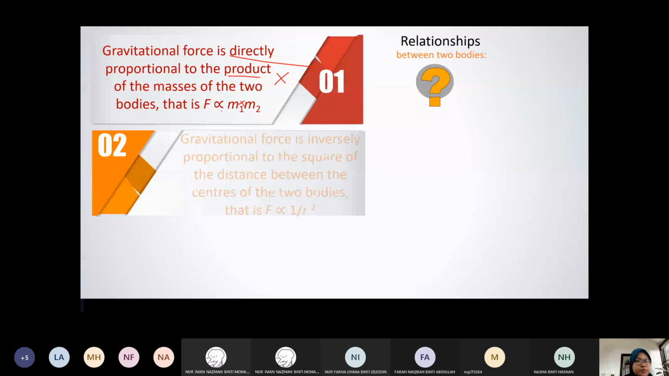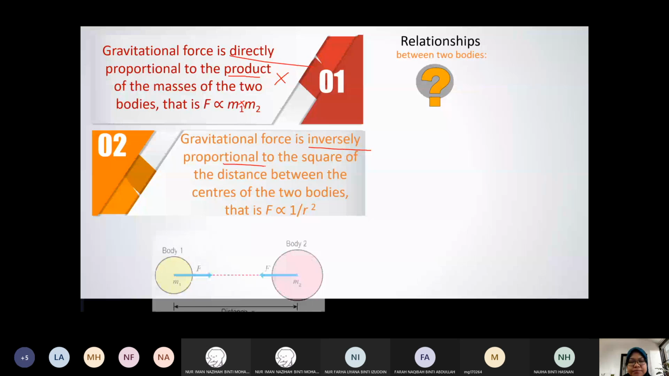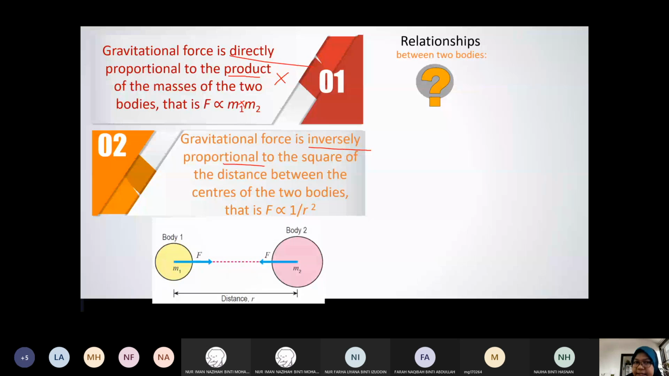Okay, relationship number 2. Gravitational force is inversely proportional to the square of the distance between the centers of the two bodies. Okay, so inversely proportional. Okay, and then okay, this is what it says. So nombor 1 tu M1 times M2 is directly proportional to the F, and F is inversely proportional to the R squared. Okay, so Newton's universal law of gravitation.